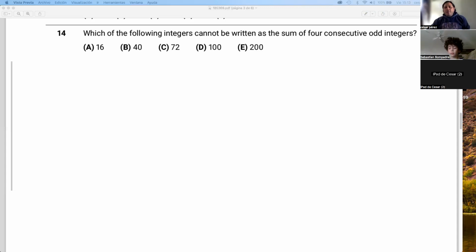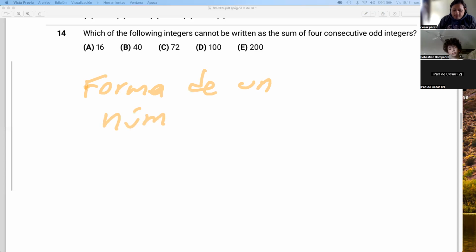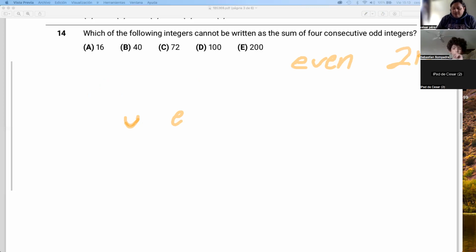Okay. Every number has a way to write. In Spanish, we say forma de un número. I think that in English, maybe it's the standard form of a number. Okay. Even numbers can be written as 2 times k. Los números pares se pueden escribir como 2 por k, en donde k es un número entero, ¿sí? Este es un número par. This is an even number.